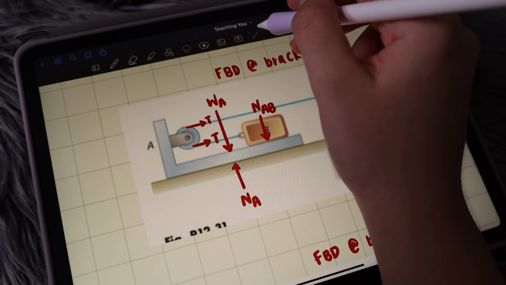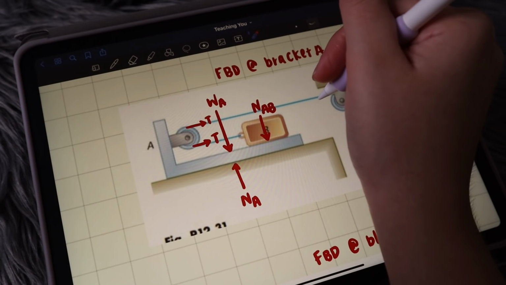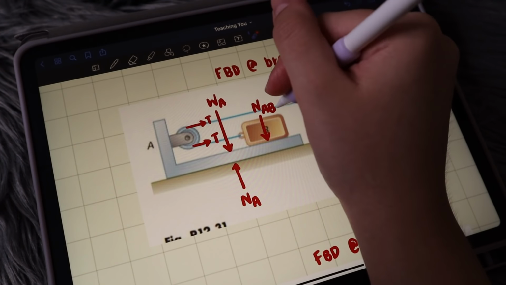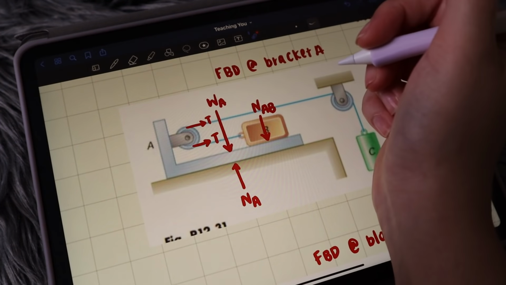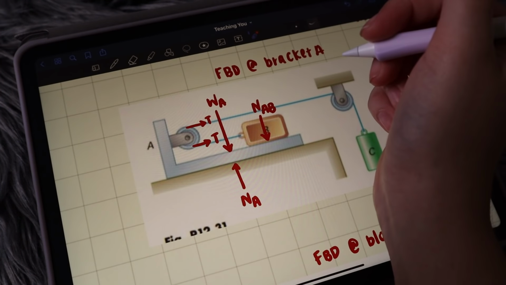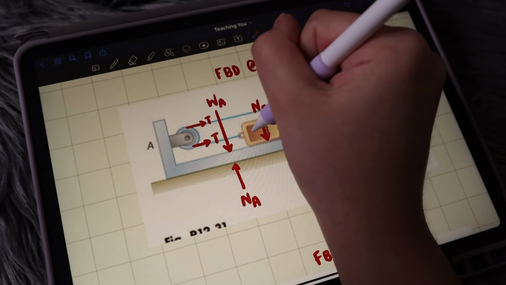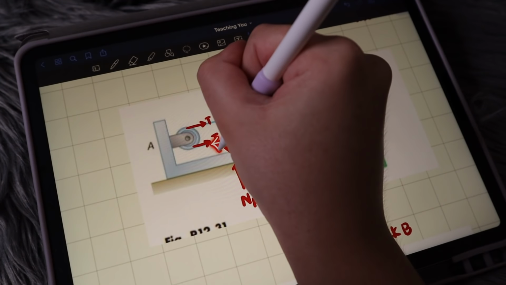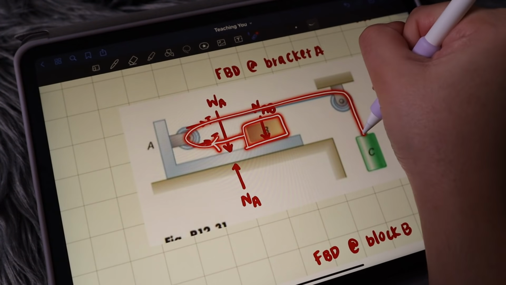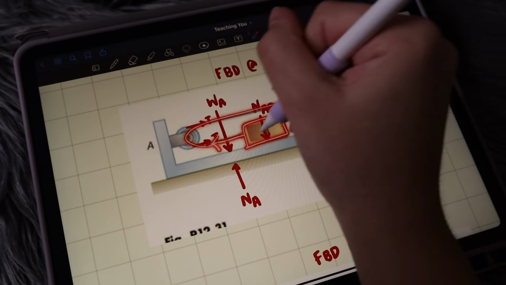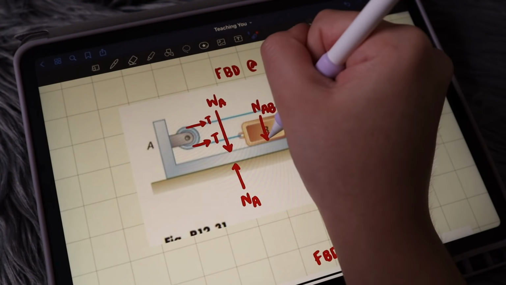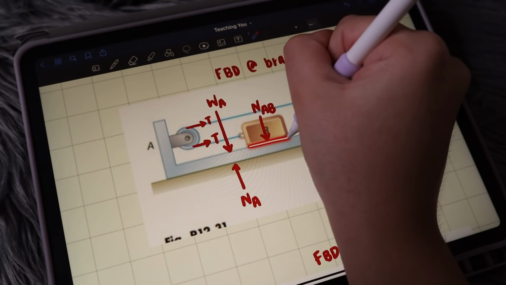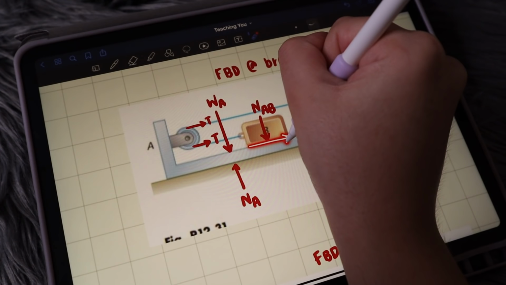So we need to think about what direction the friction is going for each of the bodies A and B. It might help to think about B first. B wants to move to the left because there's this cable pulling it down, right? But there's friction, and friction is always going to go in the opposite direction of where the motion wants to go. So for B, the friction is pointing to the right.